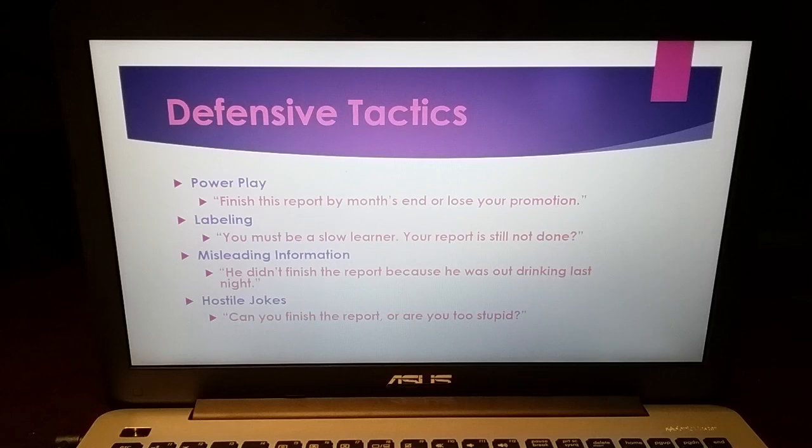Okay, so let's talk about some defensive tactics. Essentially, there's 4 of them that we talk about: the power play, labeling, misleading information, and hostile jokes, none of which are necessarily a good thing. So power play would be using your position to threaten someone. And actually in the next couple of chapters, after this section, we talk about power and politics, and power and influence, and power is something that should be managed very carefully by someone who does have it.